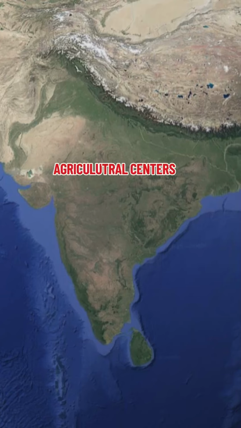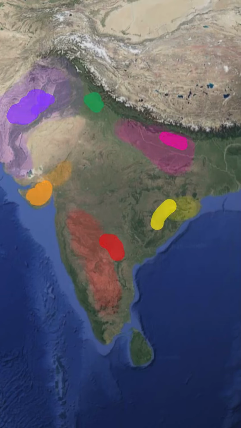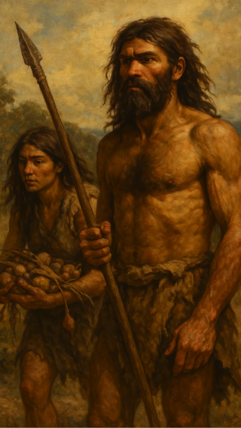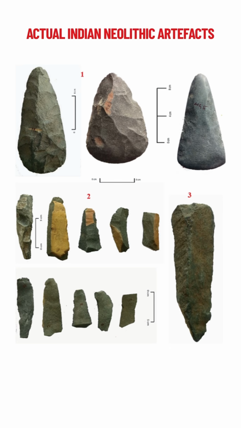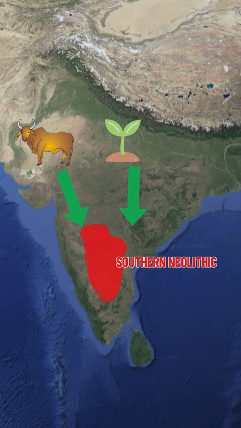There were several main agricultural centers in the Indian subcontinent, as shown in the map. Here, we shall focus on the one in the Deccan region, which is the southern Neolithic. Originally, this area of the Deccan was of a hunter-gatherer population during the Paleolithic and Mesolithic ages. However, by the turn of the Neolithic period in the 3rd millennium BC, the concepts of agriculture and pastoralism were introduced by communities in the north.